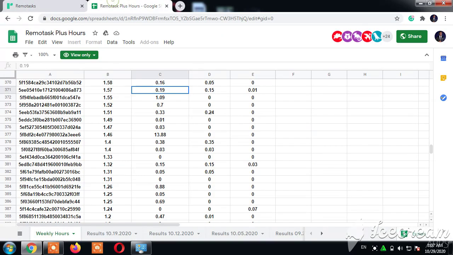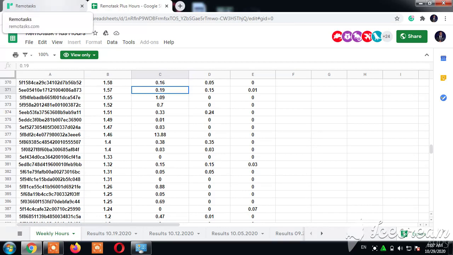Now some are asking about the Remotasks Pro. The Remotasks Pro can be given to people who are on the Remotasks Classic and the Remotasks Plus platform. It's like a rank that this person is a professional, so they give you a lot of tasks to do when you work more.